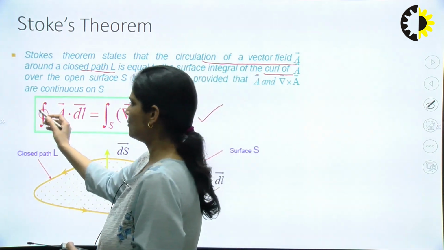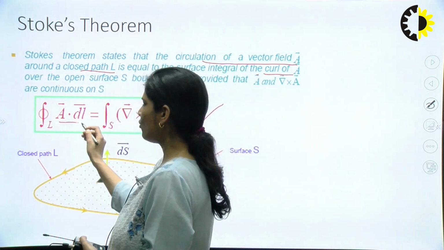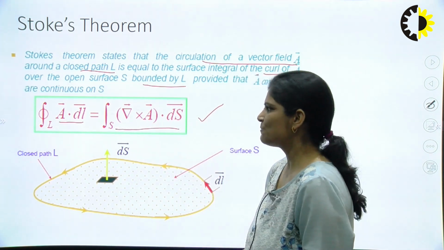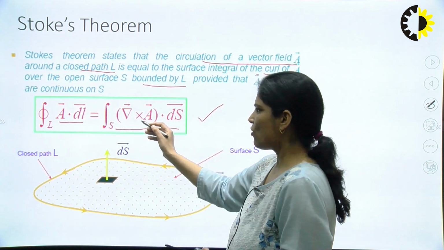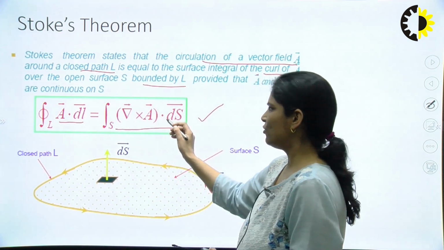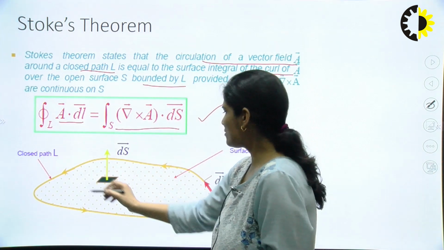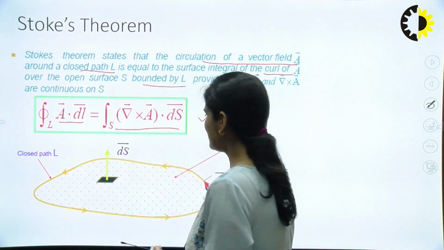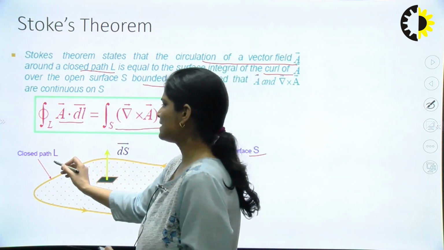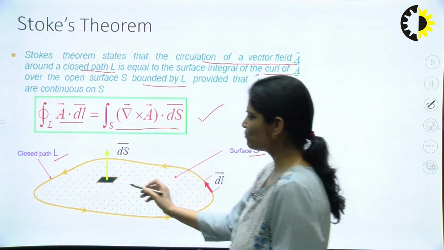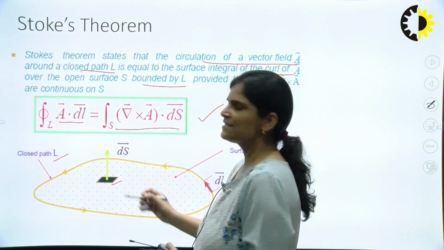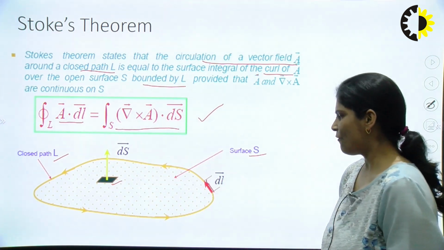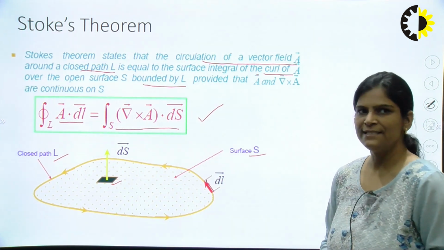The left hand side is the closed line integral of A dot dl, and the right hand side is the integral with respect to surface of del cross A, meaning curl of A dot ds. This is your surface S, and this line is a closed path that is represented as L. Take a small part of the surface that is represented as ds, and take a small part of length that is represented as dl.